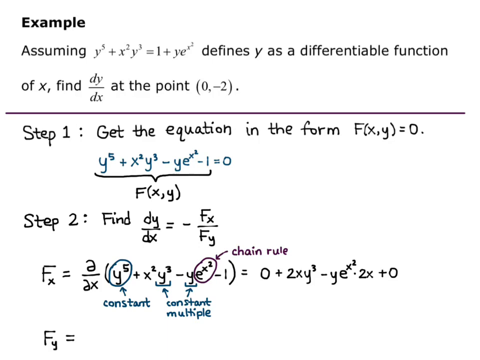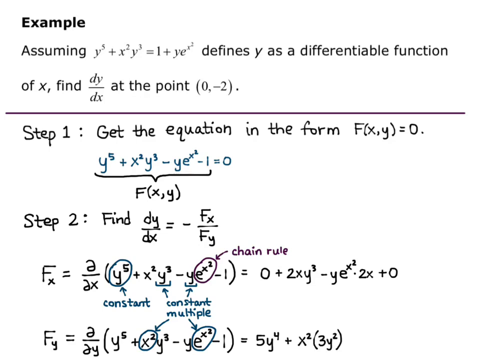Now, f sub y is the partial derivative with respect to y of y to the fifth plus x squared y cubed minus y e to the x squared minus 1. In this expression, the factors x squared and e to the x squared are constant multiples. So the derivative is 5y to the fourth plus x squared times 3y squared minus 1 e to the x squared plus 0.